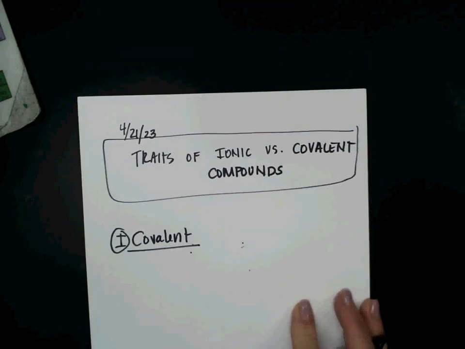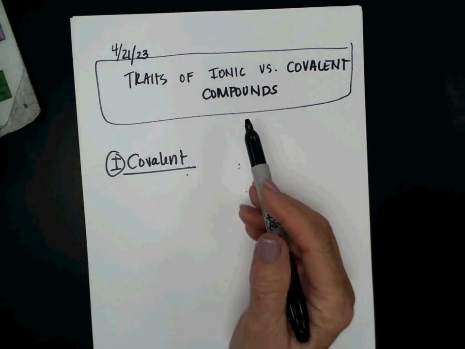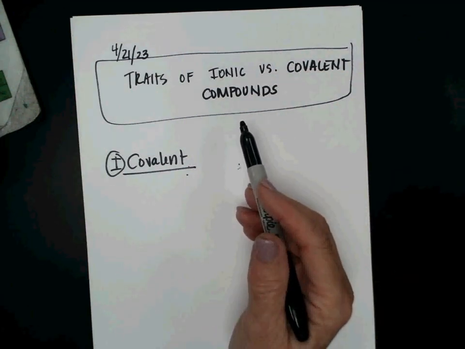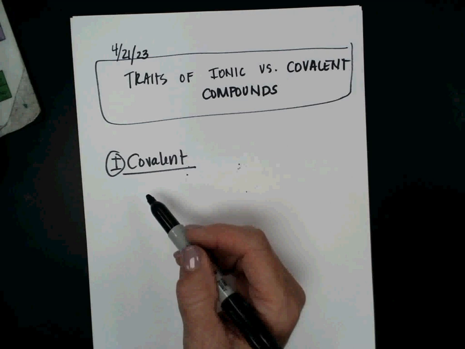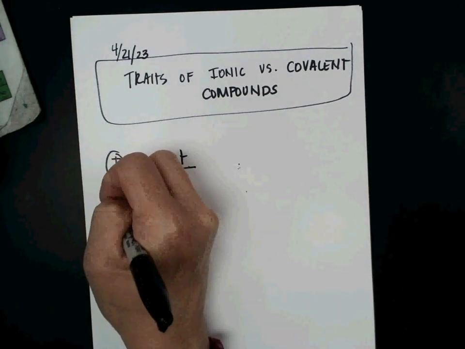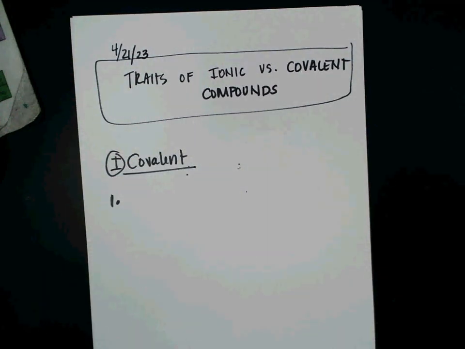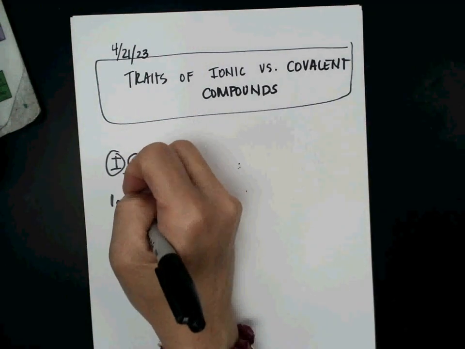Okay, so we're going to look at the traits of ionic versus covalent because we're going to use them in lab on Monday. We're going to start with covalent. I'm going to ask you a couple questions, and I'm just going to make a list of traits. If I have a covalent bond, what's going on with the electrons? Okay, so in a covalent bond, I'm going to say electrons are shared.